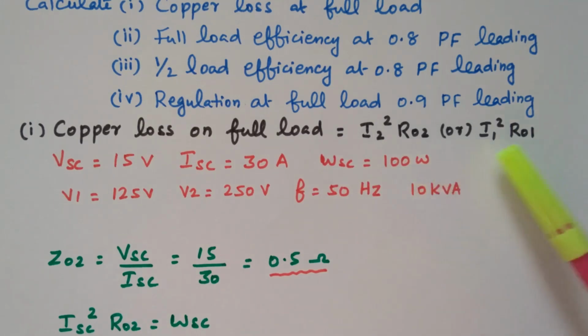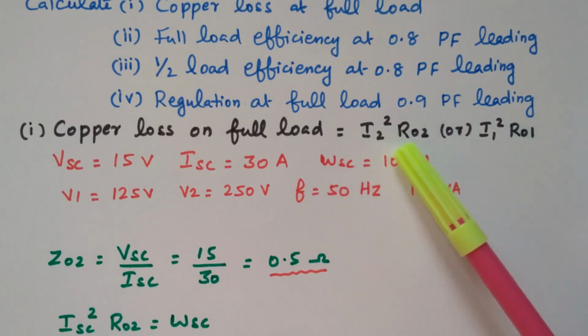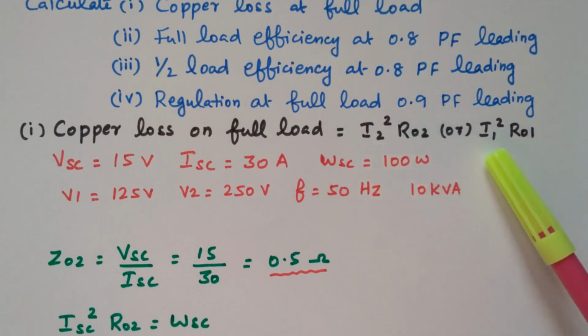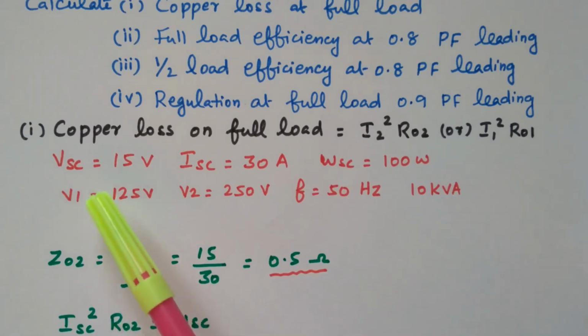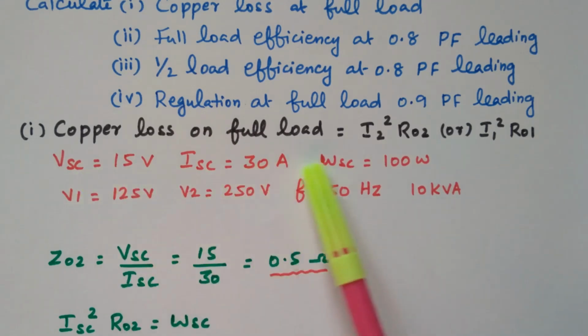So here we can refer either the primary side or secondary side, I2 square R02 or we can take it as I1 square R01. The data available is the short circuit voltage is 15 volts, short circuit current 30 ampere, the power during the short circuit test is 100 watts. Then V1 is 125 volts, V2 is 250 volts, the frequency is 50 Hz, the rating of the power transformer is 10 kVA. So this is the data for the short circuit test.